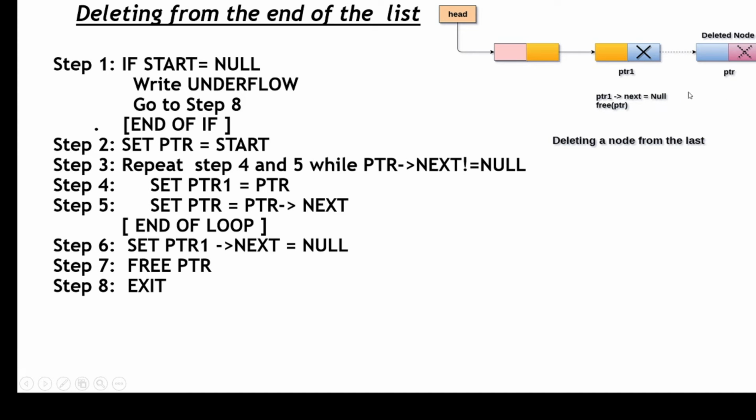In this diagram we can see that pointer 1 is a pointer variable that points to the second last node in the list, and this pointer variable is used to point to the last node in the list. To disconnect the connection between the second last and last node, set the next part of the second last node to null value, and delete the last node by free pointer.